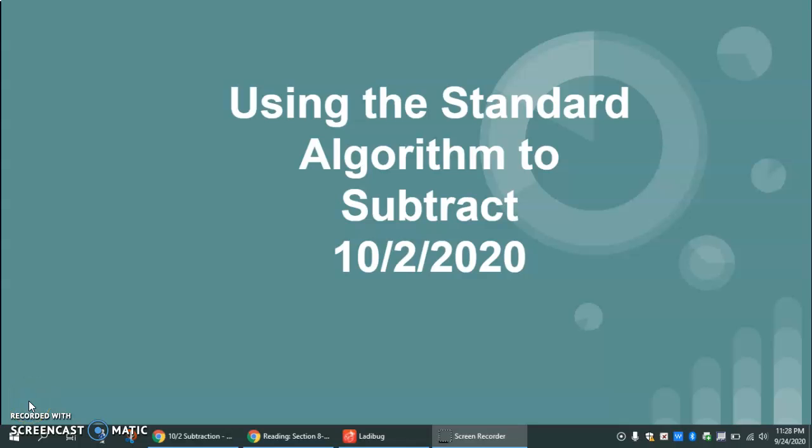Hello mathematicians. So today we're going to be using the standard algorithm to subtract, just like we did earlier this week when we did addition. Now we're going to be exploring with subtraction.